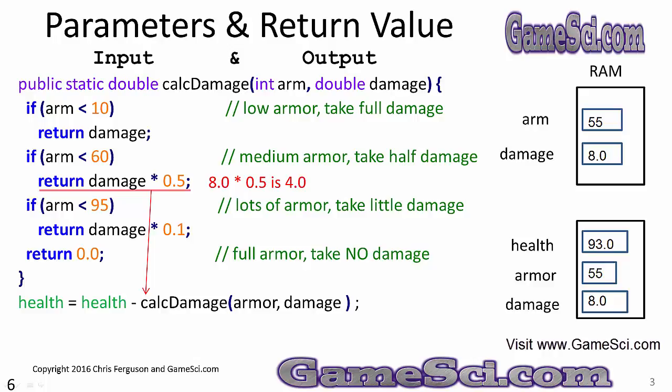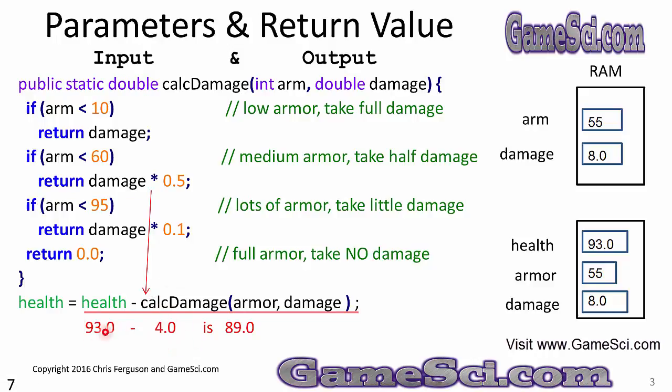Medium armor, medium or half the damage should occur. This return statement, this output of the method, is going to return back a 4. My input was 8, but this method calc damage decided I should cut that in half to 4. Well, 4 will be sent back to the calling routine. See the arrow? The arrow is pointing to where we called calc damage. A 4 will be sent back to here.